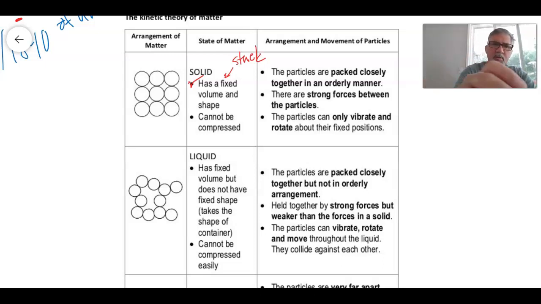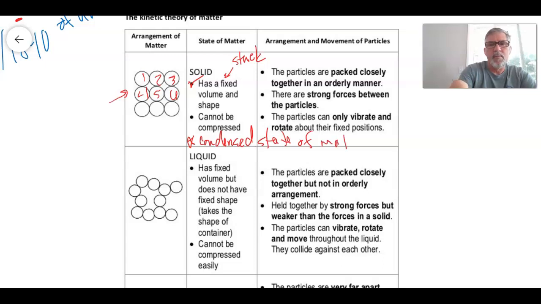They're stuck, right? So these particles right here are not, this is position 1, 2, 3, 4, 5, 6. Those particles will always be in that position. That's what fixed means. And they cannot be compressed. So this is considered what they call a condensed state of matter, because condensed means it's already compressed, right? It's not compressible. So the particles are closely packed together in an orbital arrangement. There are strong forces between them.